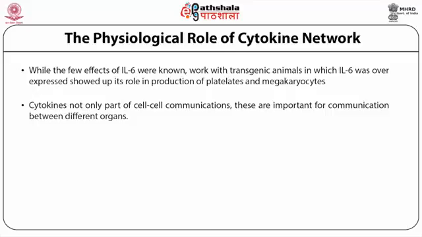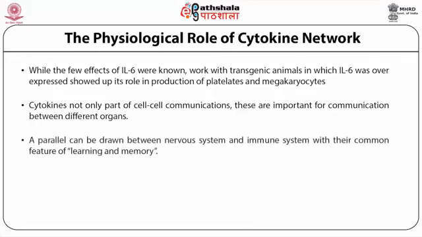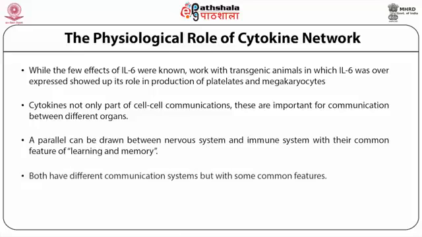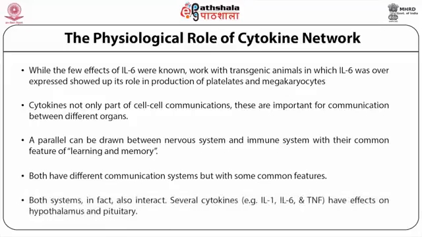Cytokines not only are part of cell-cell communications, these are important for communication between different organs. A parallel can be drawn between nervous system and immune system with their common feature of learning and memory. Both have different communication systems but with some common features. Both systems in fact also interact. Now it is known that several cytokines like interleukin 1, interleukin 6 and TNF have effects on the hypothalamus and pituitary organs as well.